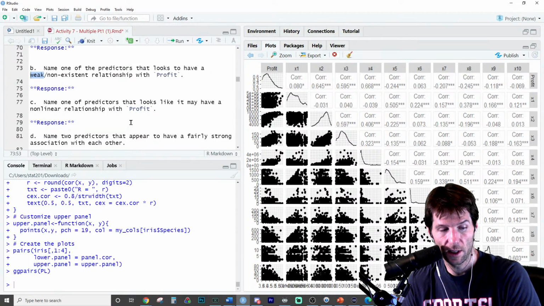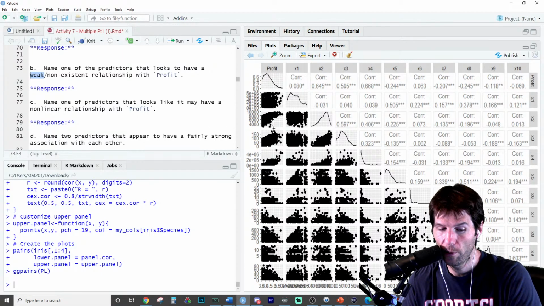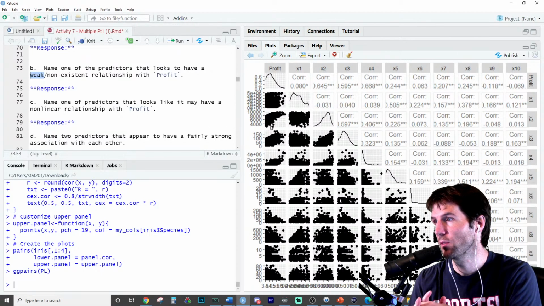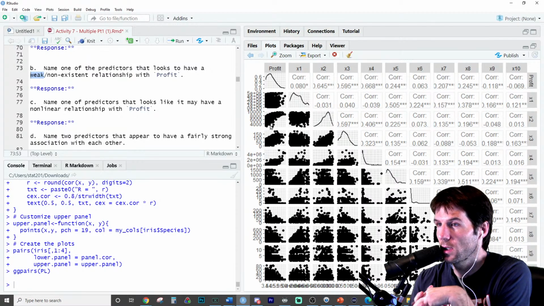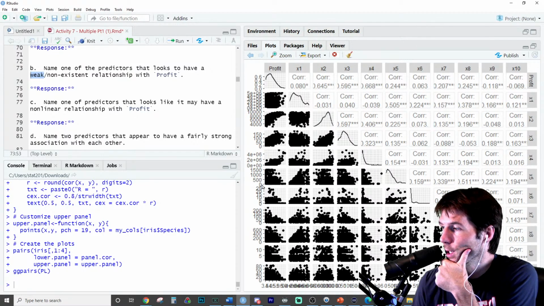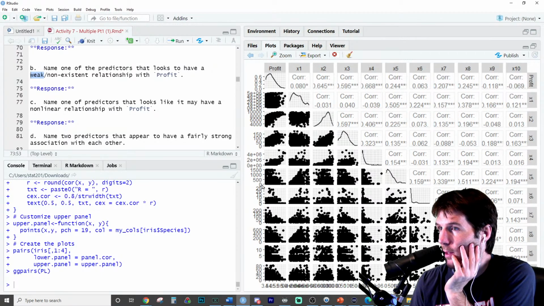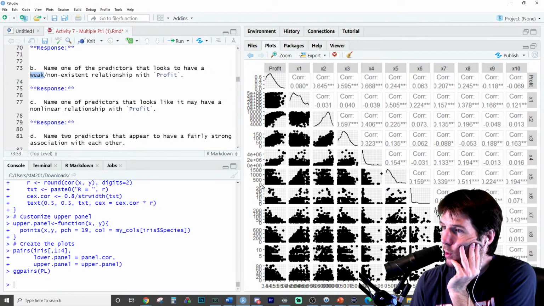Name one of the predictors that looks to have a non-linear relationship. Do you see what I see? Which of these looks to have a non-linear relationship? Pretty easy to see if you look at this right here. One of them definitely has what looks to be a bend, or another one. I'd say 2 of these look to have non-linear.